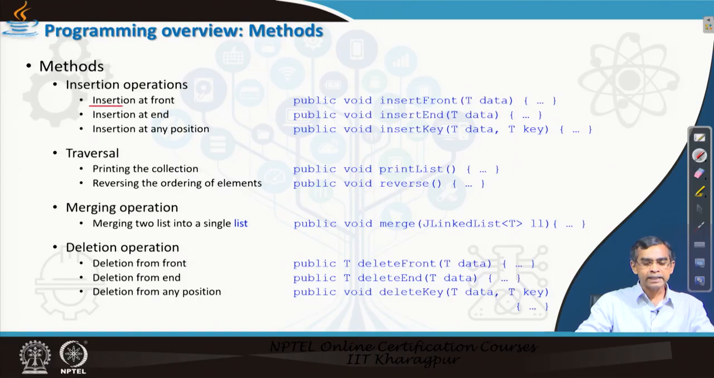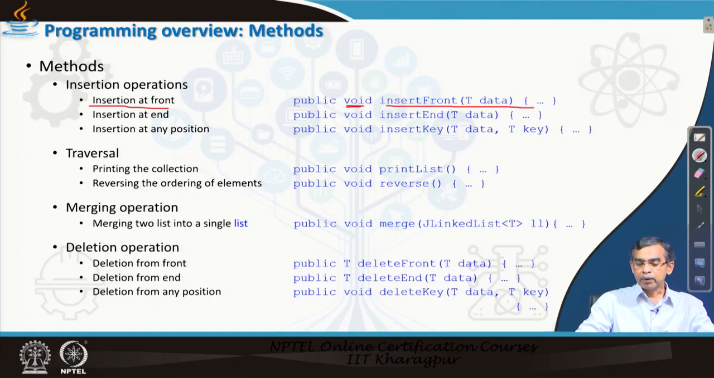Now, for the insertion at front, we have declared this method. You see, all methods are declared as public, because we want to make the class declaration accessible to any program. If you want to restrict it, then you can declare private, protected, whatever it is. Now, our intention is not to maintain any access restriction, so let us make it public.